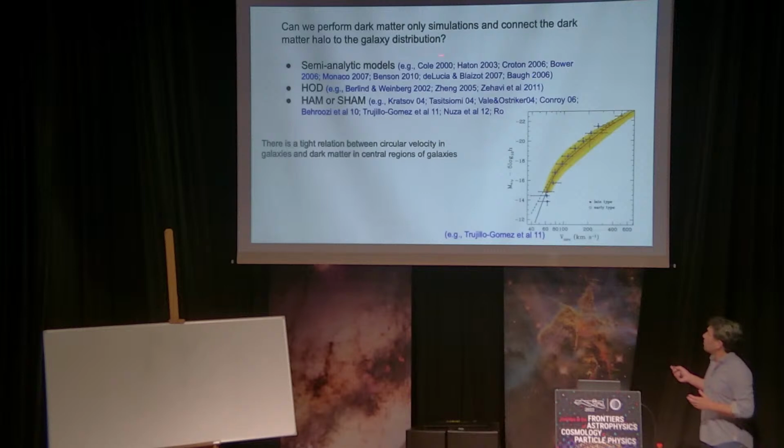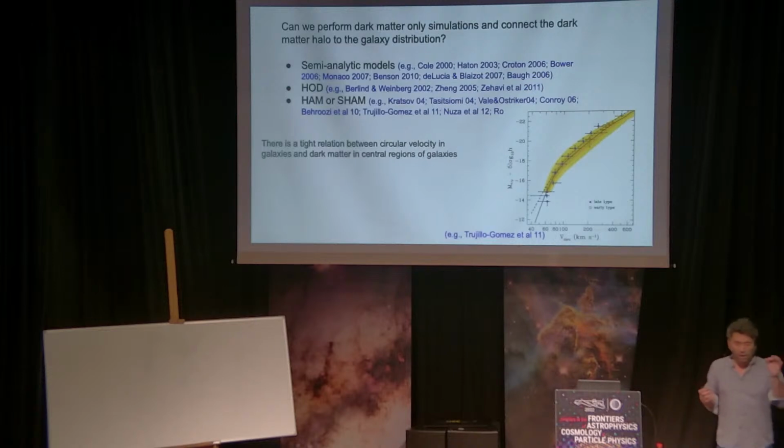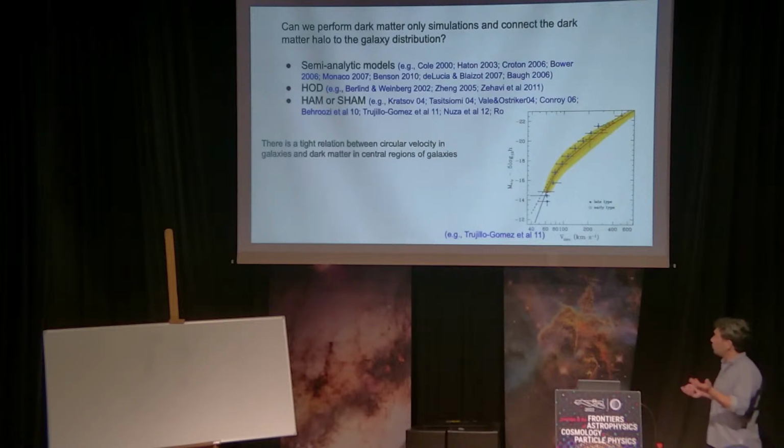Now, can we perform dark matter-only simulations and connect the dark matter halo to the galaxy distribution, which would be less costly? The answer is yes, and this is what we are doing routinely. You can do it with semi-analytic models, with halo occupation distribution statistical models, or with halo abundance matching or sub-halo abundance matching methods. So you essentially connect halos, if you resolve structures and even substructures, to galaxies, and you usually introduce a scatter to get the statistics right and so on.